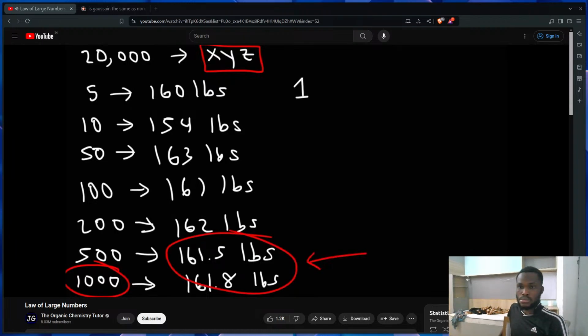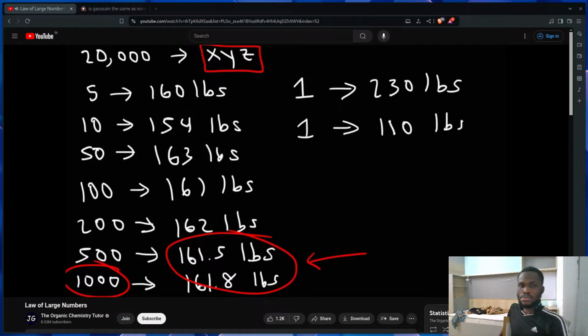If we were to select just one individual, we might get an extreme value. We may get someone who is overweight, maybe like 230 pounds, or we may get someone who's underweight, which may be like 10 pounds. So you might get an extreme value if you just select one person, but as the number of individuals that you select in your sample increases, then the average will approximate the true average of the entire population.